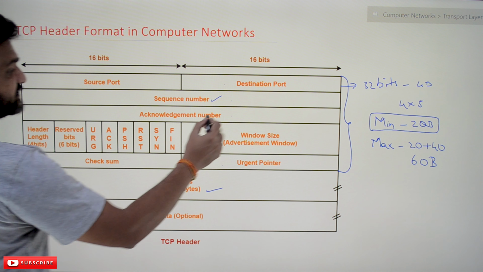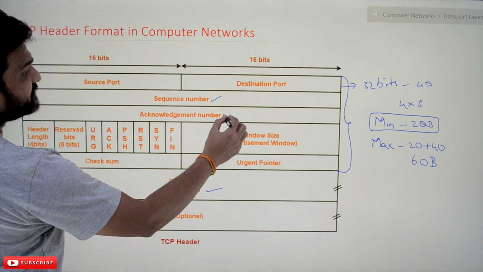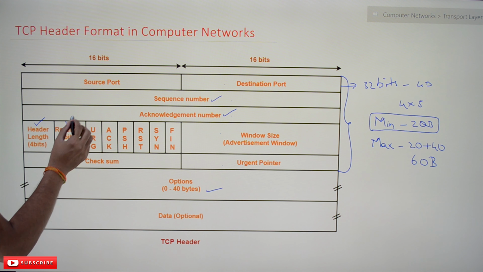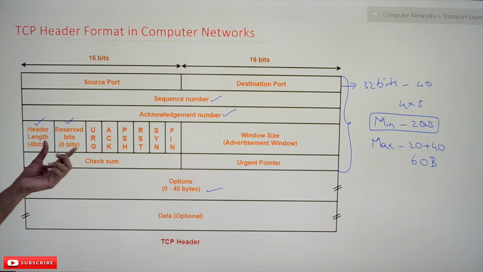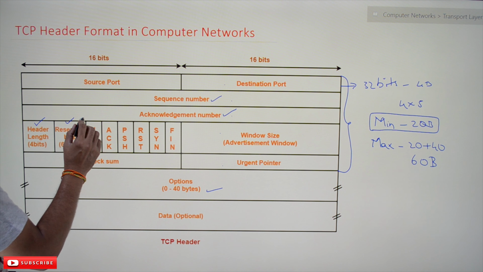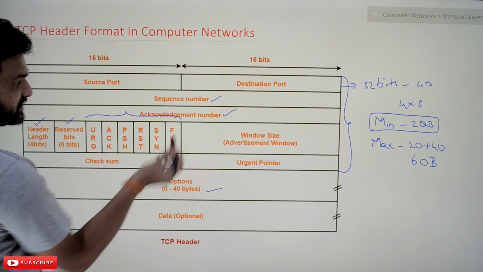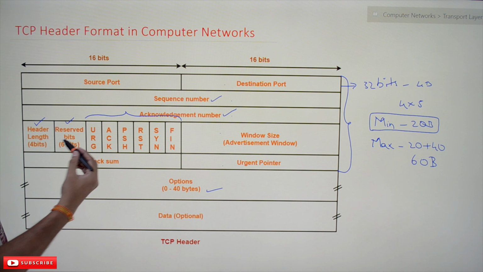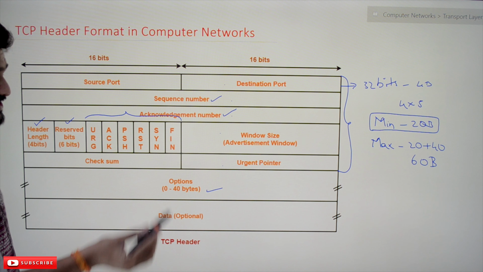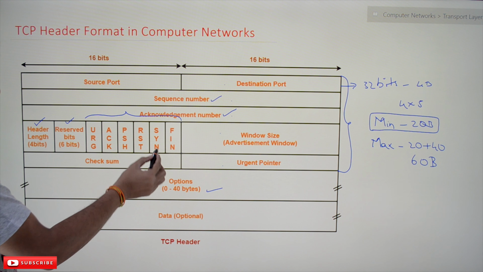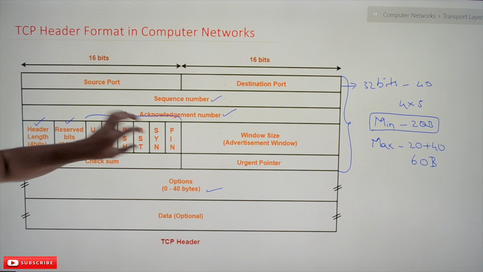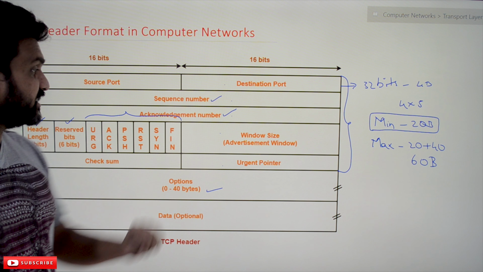The next one is the acknowledgement number and the header length, which is of 4 bits. Then the reserved bits, which are always assigned as zeros. 6 bits are used, and after that all are single bit fields. URG stands for urgent, ACK for acknowledgement, PSH for push, RST for reset, SYN for synchronization, and FIN for finish. The detailed explanation about these fields we will understand in later videos.